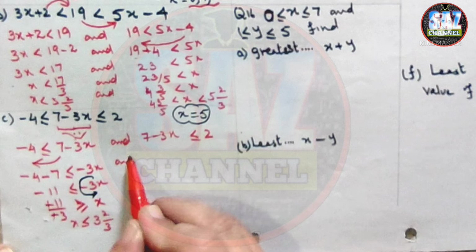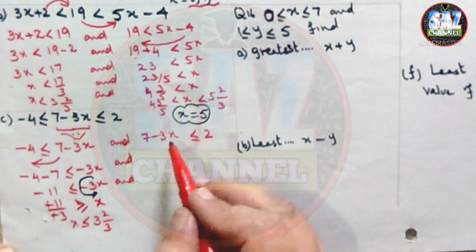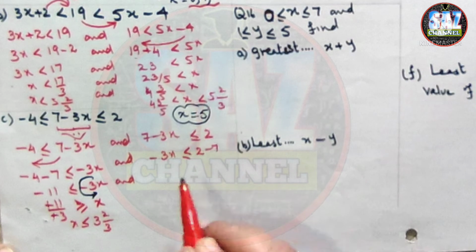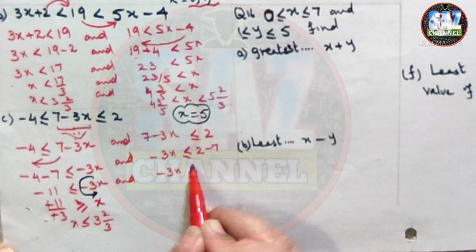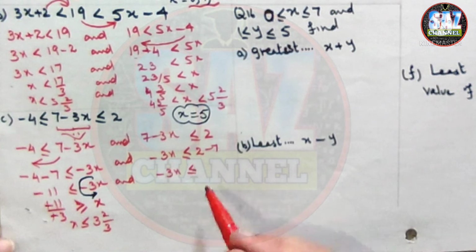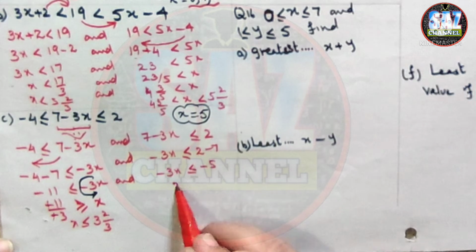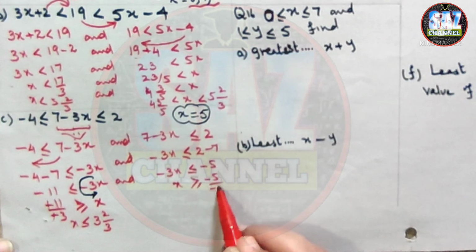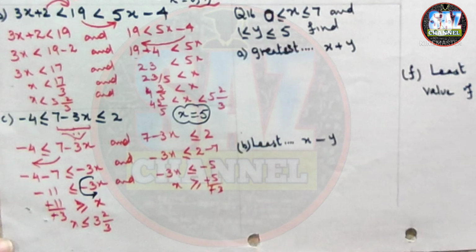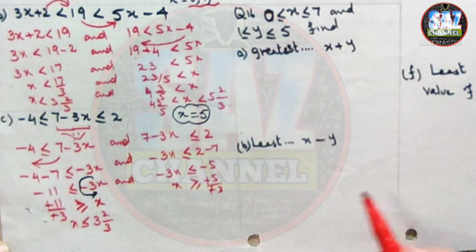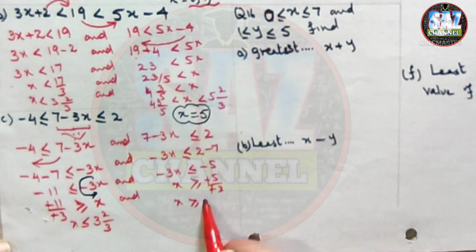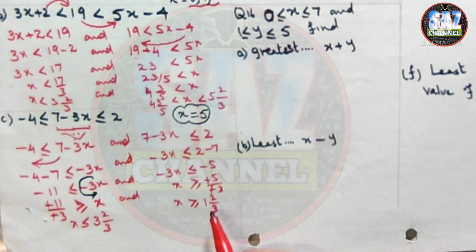And moving to the second part, this says that minus 3x is less than or equal to 2 minus 7, minus 3x is less than or equal to minus 5, and x is greater than or equal to minus 5 by minus 3, 5 by 3, 3 1s are 3 and 2, that is 1 whole 2 by 3. x is greater than or equal to 1 whole 2 by 3.